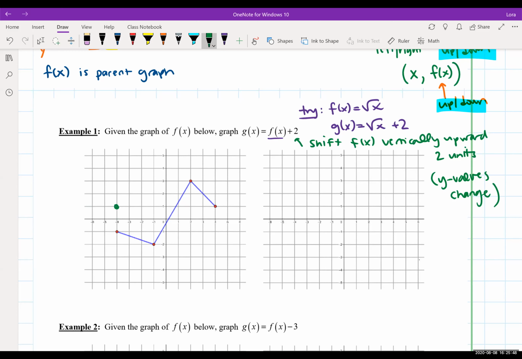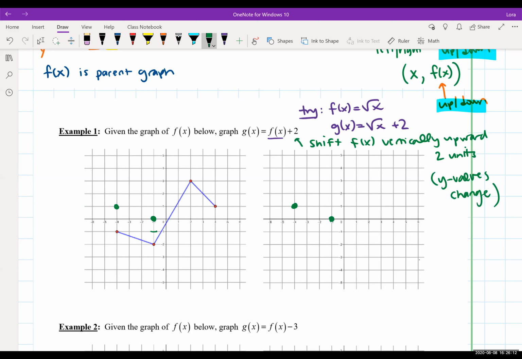So I'll transfer this over to the final draft. My new point would be -4, +1. I'll take the next original point, -1, -2. If I shift it up 2 units, 1, 2. The new point is on the x-axis, -1, 0. We'll copy that over to our final draft.